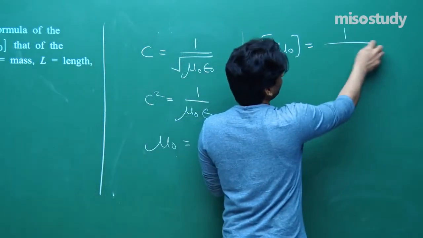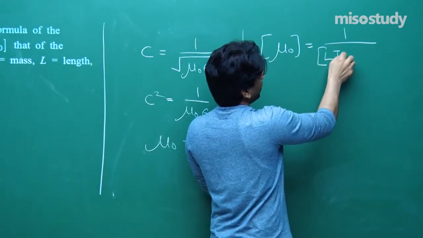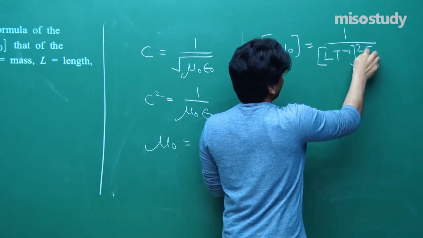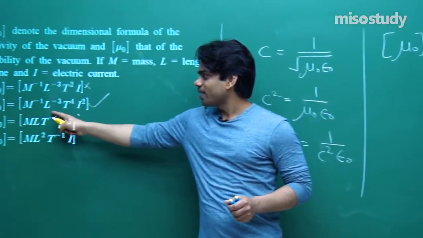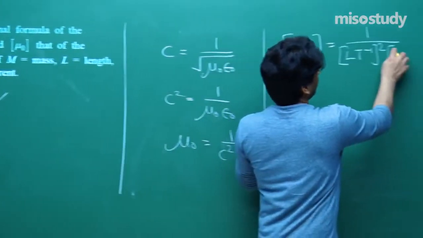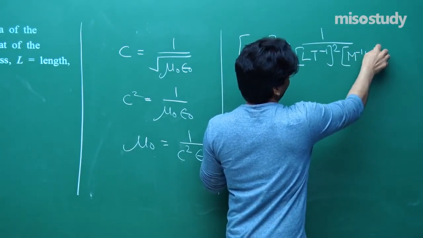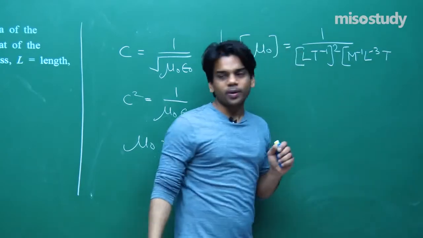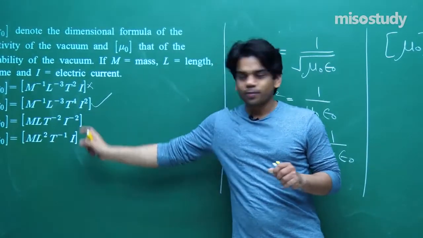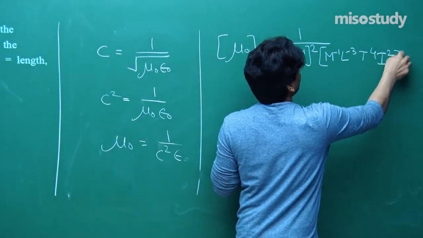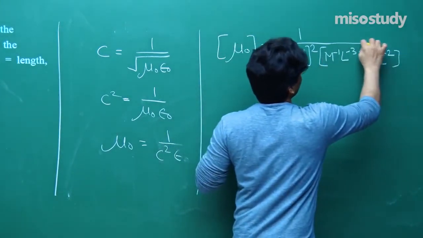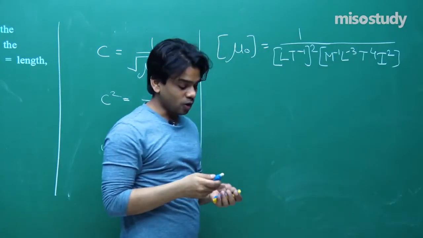So that is L t power minus 1, because that is actually the speed of light, squared, and then for epsilon naught, m power minus 1 L power minus 3 t power 4 I power 2. We can write the dimensional formula for mu naught in this way.